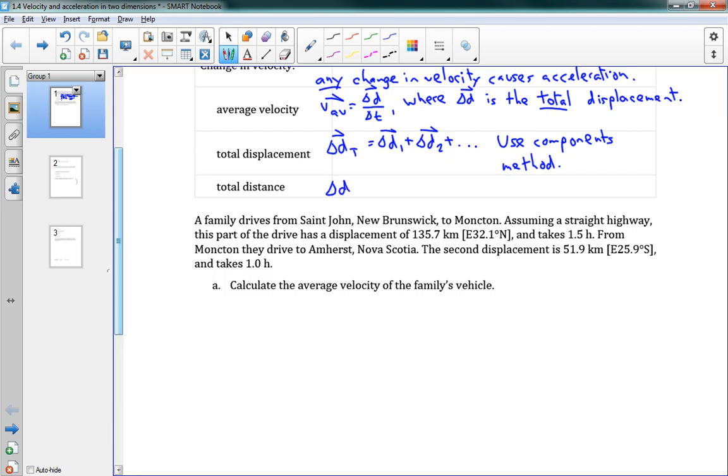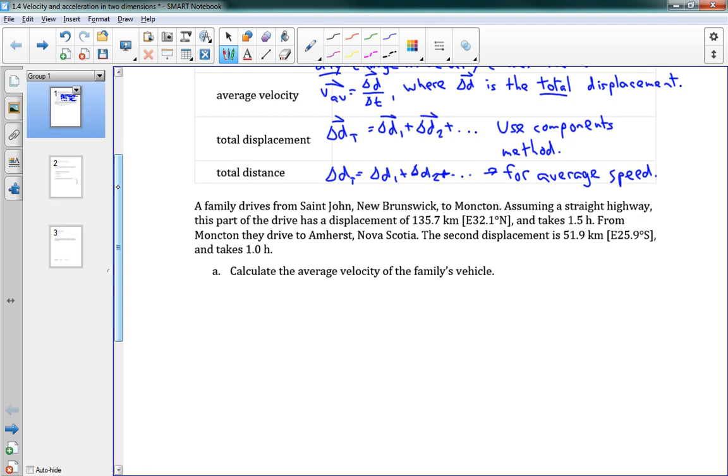Now, one little note here is that that's how we find total displacement. To find the total distance, it looks similar. Distance 1 plus distance 2, ... Notice that it's not just the magnitude of the total displacement. They're actually going to have different values because the displacement has different directions, and some of those displacements will cancel each other out. So our total distance will probably be a larger value. And this is important because we use the total distance for average speed. So we'll look at that distinction in the first problem here. We're going to do the average velocity and then the average speed.